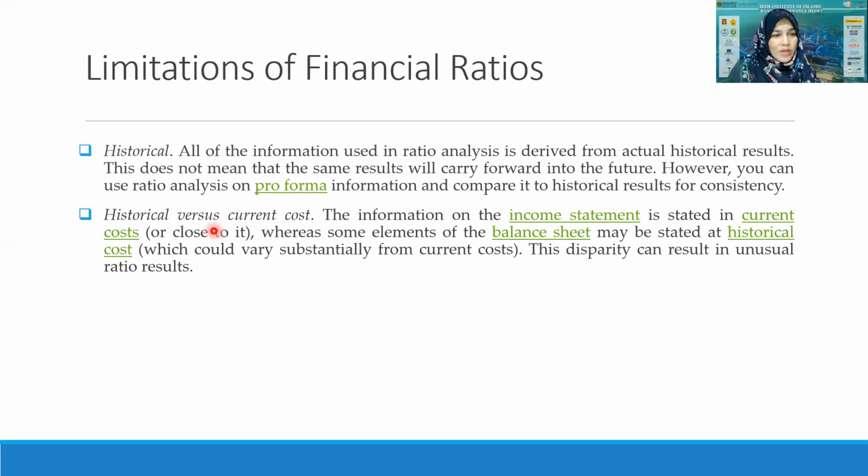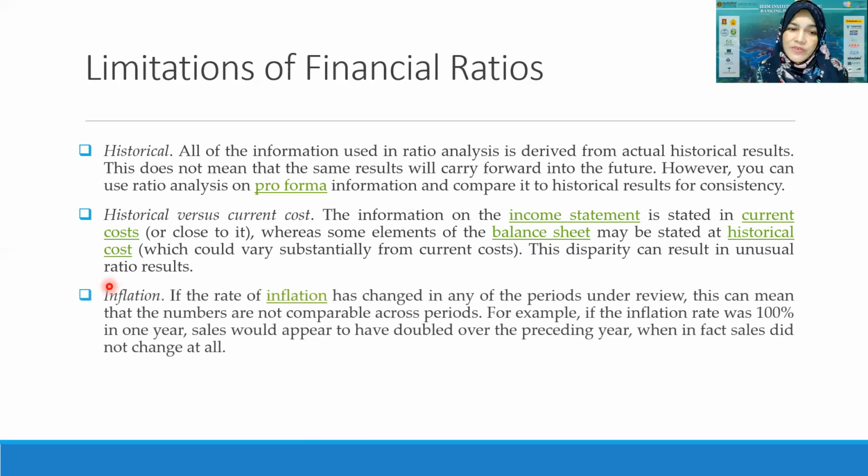Okay, and then for historical versus current cost. The information on the income statement is stated at current cost, whereas some elements of the balance sheet may be stated at historical cost, for example the assets and all that. This disparity can result in unusual ratio results.